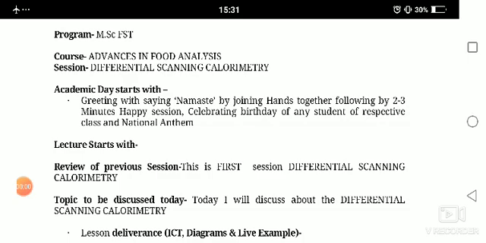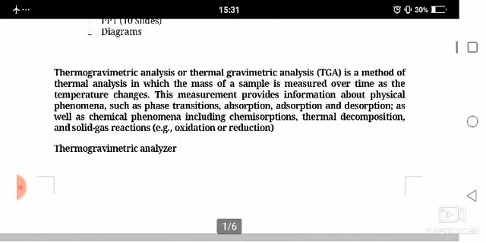Hello everyone. This is the 19th session of Advances in Food Analysis, and the topic we will be covering today is thermogravimetric analysis. We'll be studying an overview of thermogravimetric analysis.